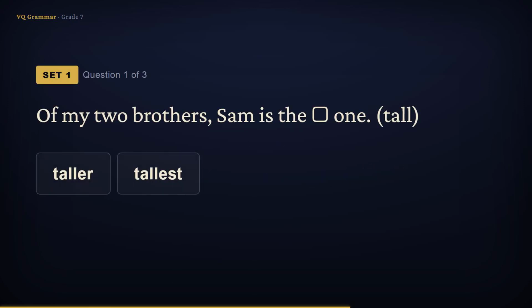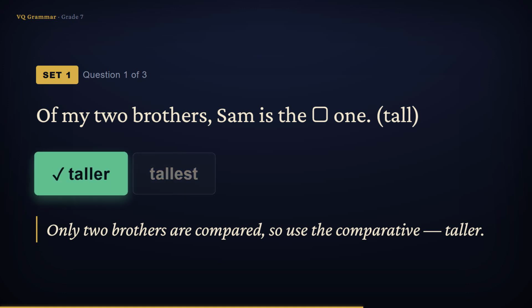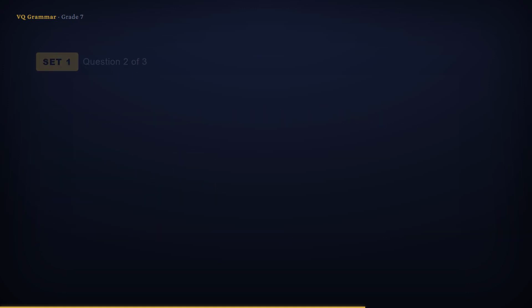Of my 2 brothers, Sam is the blank one. Count the brothers. There are exactly 2. 2 things call for the comparative, which is the ER form. So tall becomes taller, not tallest. So the answer is taller.